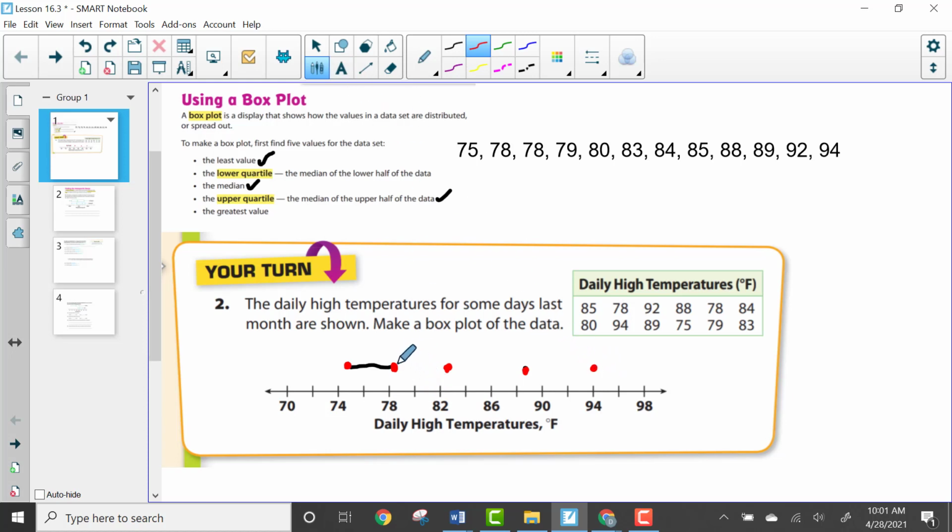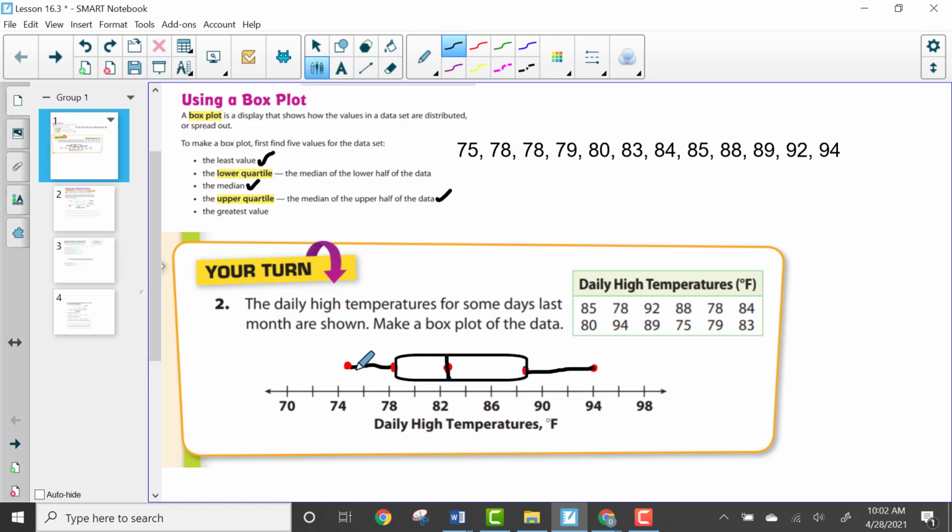And then what we're going to do is make a box that connects our lower quartile, goes right through our median, all the way to our upper quartile. These lines should be straight if at all possible. And then I'm going to take my median and draw a line right through it. You can see my median is right here, and it has a line right through it with my box. And then I take my upper quartile and connect it to my greatest value. Okay, so this is the box part of the box plot.